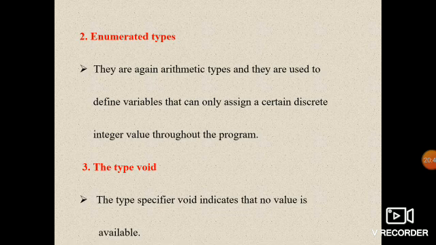Next, type void. Type void is also one type of data type only. It specifies void, meaning no value is available for the variable. So at that time we have to use void. Void is used to return the value. Here there is no value available, at that time we have to use void.